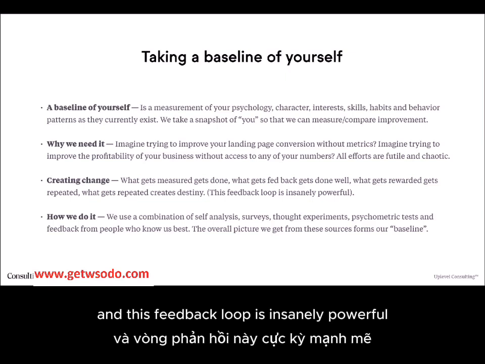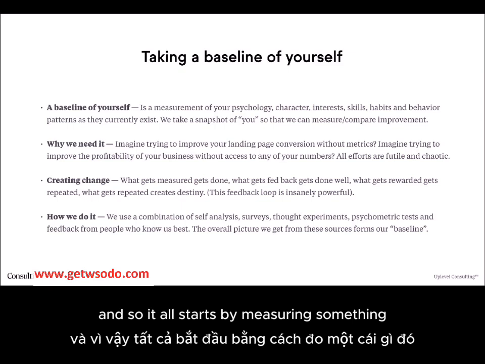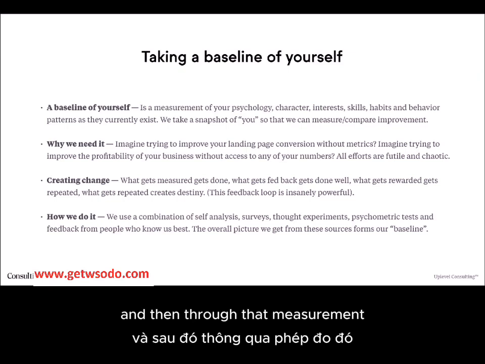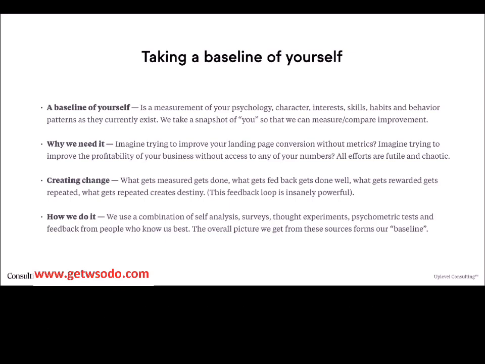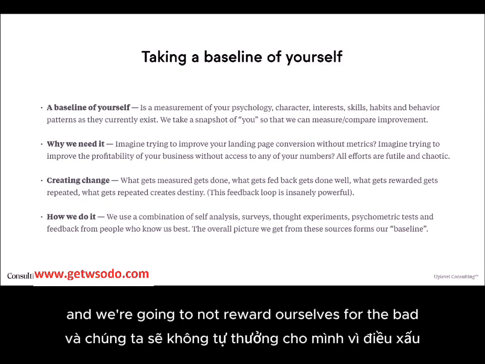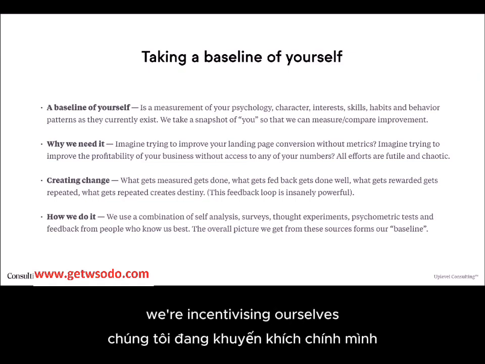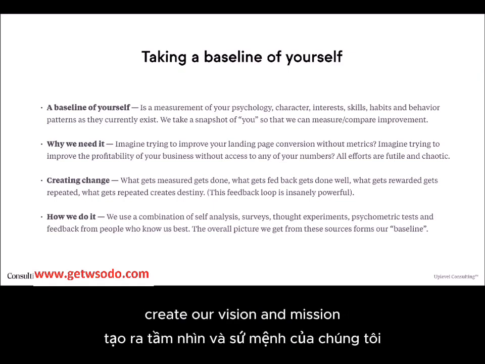And this feedback loop is insanely powerful. And so it all starts by measuring something. And that's the baseline of yourself. And then through that measurement, we're able to get some feedback. And then we're able to iterate upon ourselves and measure again and get more feedback. And then we're going to reward ourselves for the good behavior, and not reward ourselves for the bad behavior. And by doing this, we're incentivizing ourselves, and we're going to create new habits, new characters, and create our vision and mission.